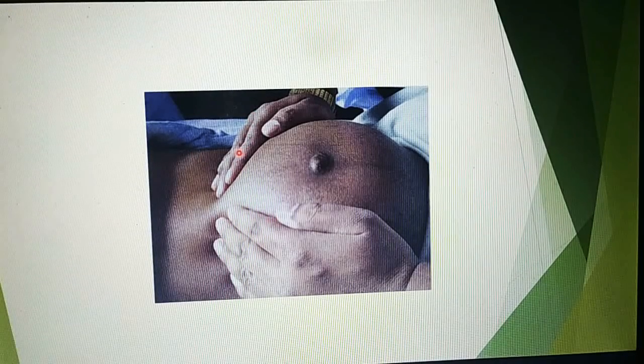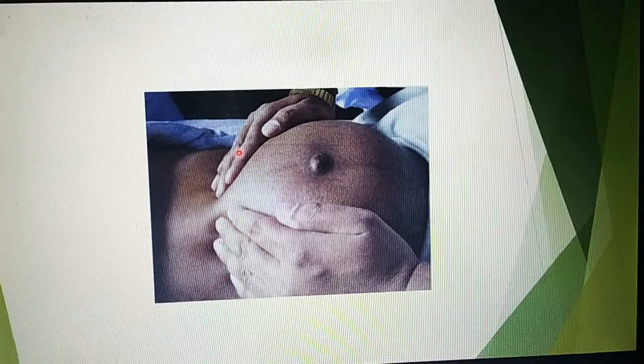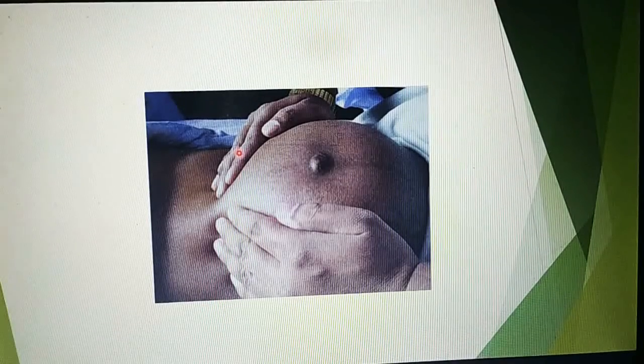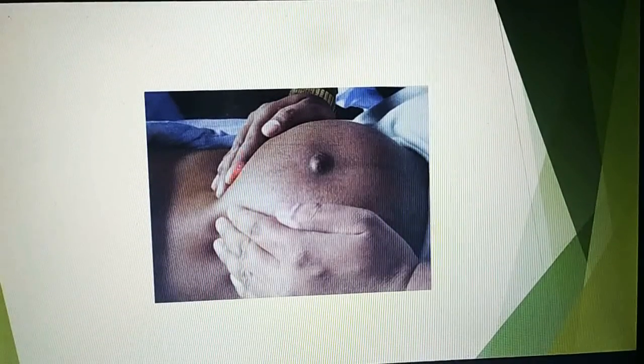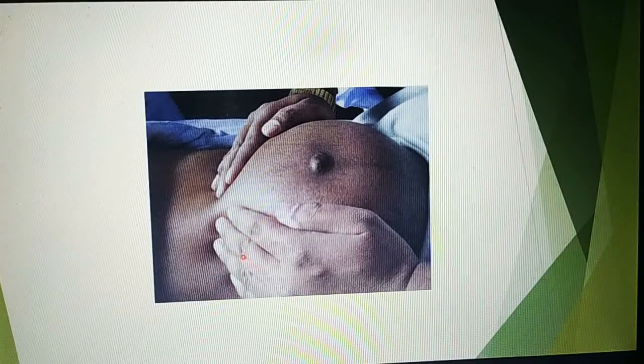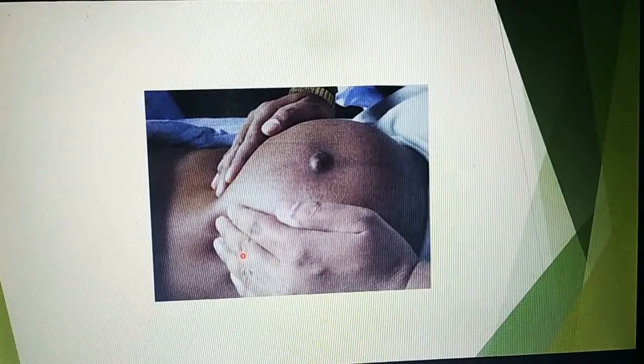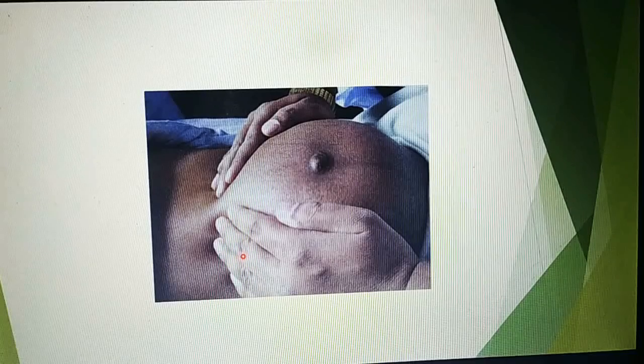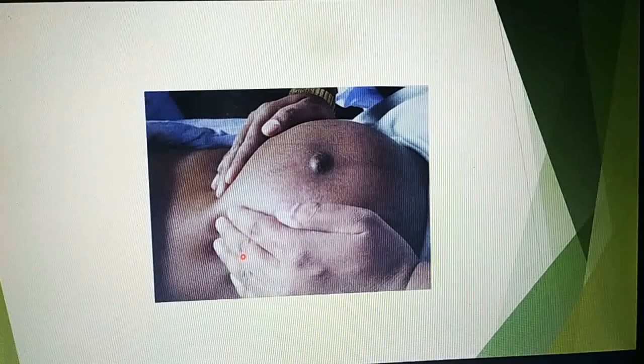Fundal grip: first face towards the mother's face and, using both hands, palpate the whole area of the fundus. Using both hands, palpate both areas of the fundus gently. Do not use the fingertips. Use the palm of flat fingers.